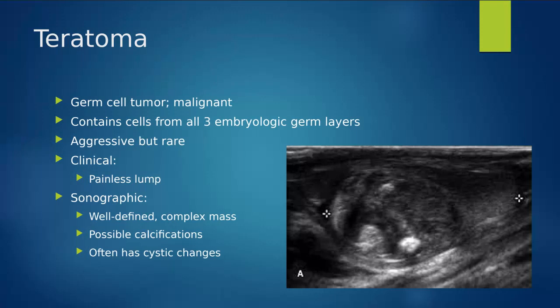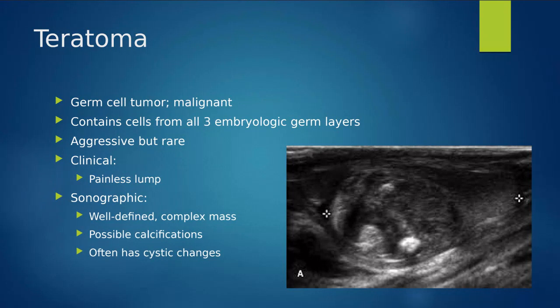Moving on, we have a teratoma. So this is also known as a dermoid. These are petrifying. They're a type of germ cell tumor. They're malignant. They're aggressive but rare. And they contain cells from all three types of those germ layers. Now, when we say that they contain cells, that means that it's going to have bone cells, it's going to have skin cells, it's going to have organ cells. So these things can get very ugly when they're surgically removed.